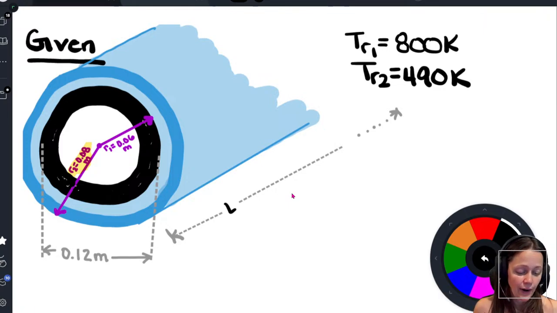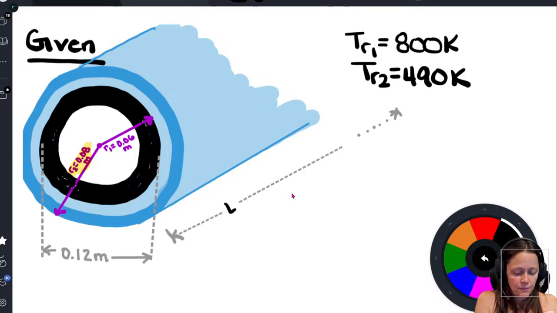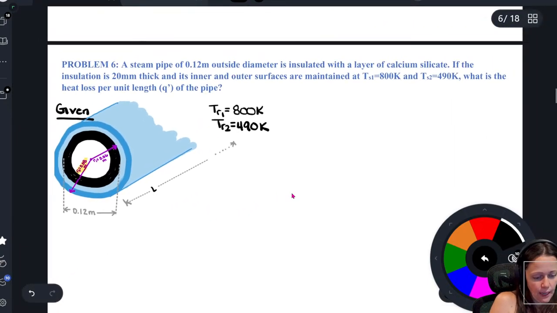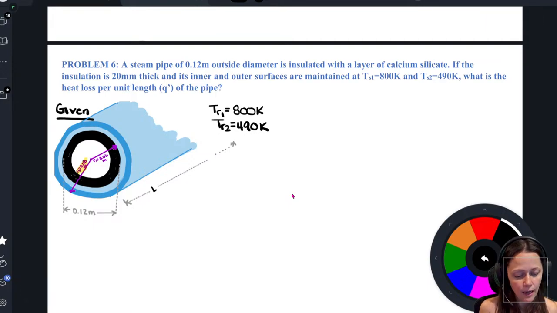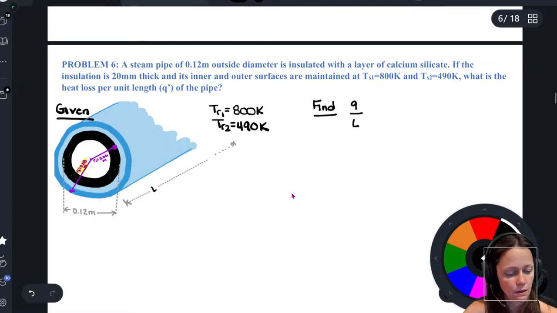Okay, and then we're given the temperature at each of those locations. If you look at the blue sleeve, that's the calcium silicate, and the temperature on the inside of that sleeve is the T at R1, and the temperature on the outside of the sleeve is T at R2. What we want to find is the heat loss per unit length, because we don't actually know what the length is. So we won't be able to find Q, but we will be able to find things in terms of Q per unit length.